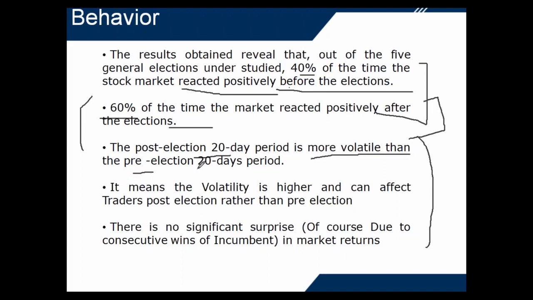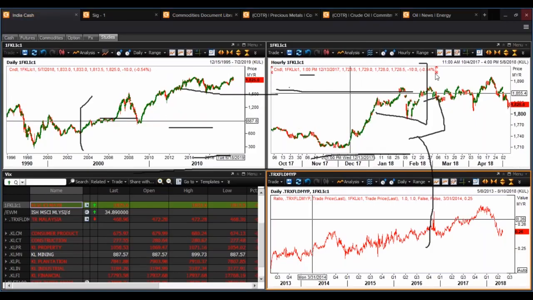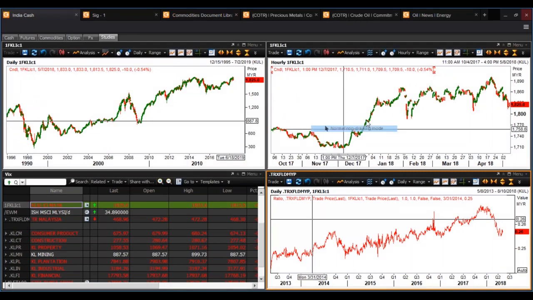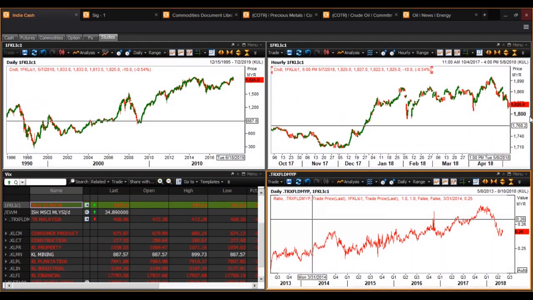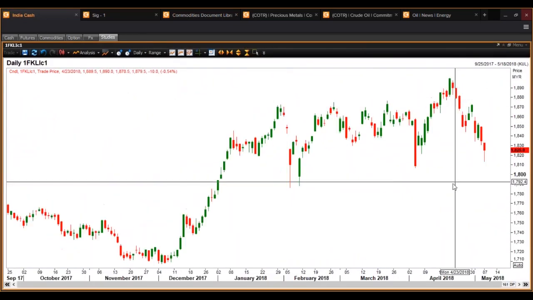The numbers are not with you because they are below 50%. At least when you are trading and when you are investing, you need to have a probability favoring you. So probability is 50-50, and anything above 50 is going to favor me. So when you say 60% of the time the market reacted positively after the election, that is one holistic approach one can look at.